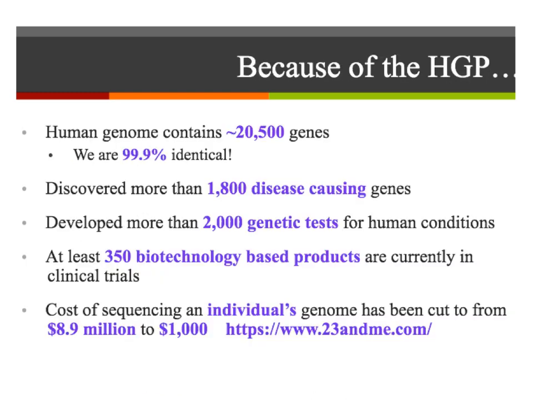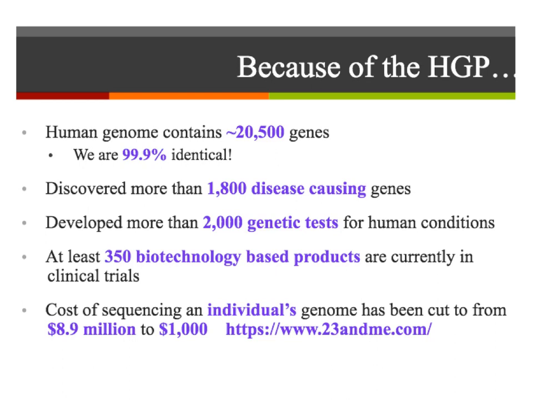Ultimately, because of the Human Genome Project, we have learned that the human genome contains about 20,500 genes, way less than what was originally anticipated. We are 99.9% identical. There's only about 0.1% of our DNA that is different from one person to another. I think that's pretty amazing when you think about it.